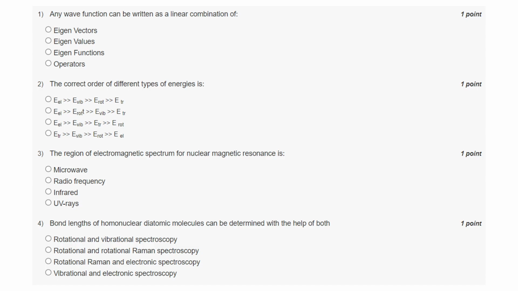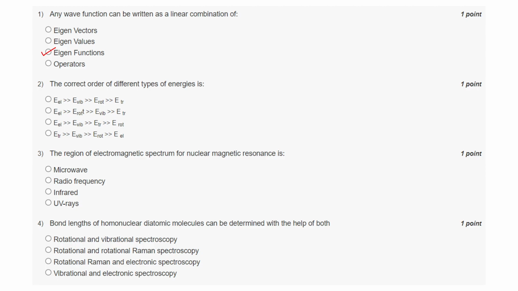Question number 1 says that any wavefunction can be written as a linear combination of eigenvectors, eigenvalues, eigenfunctions, or operators. So the answer is actually eigenfunctions, right? Because a function can be written as a linear combination of eigenfunctions of a particular operator. Mostly in this case, when we are discussing molecular spectroscopy, the operator is actually the energy, right? The total energy.